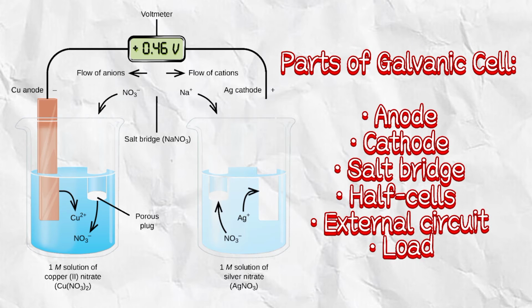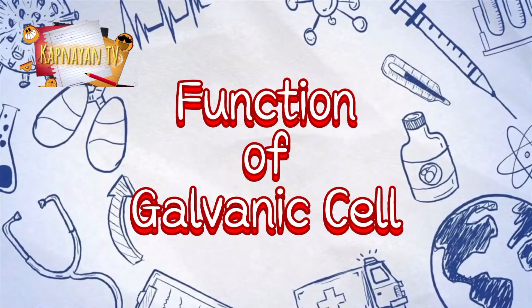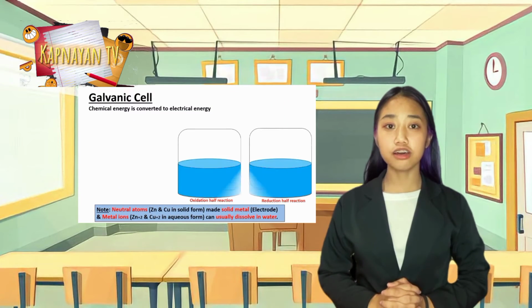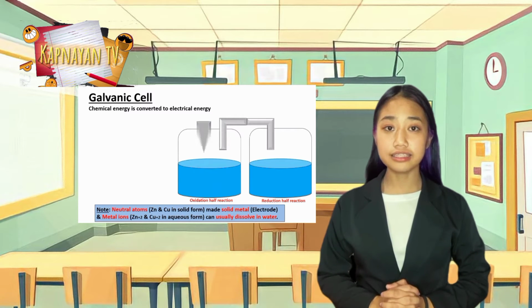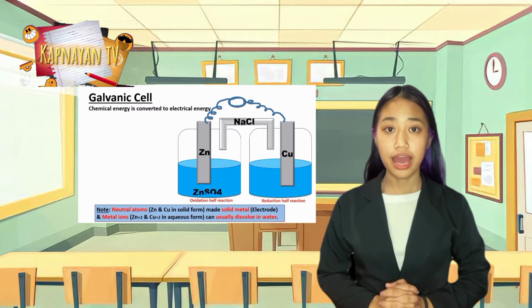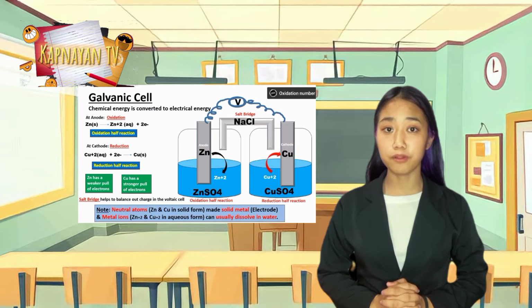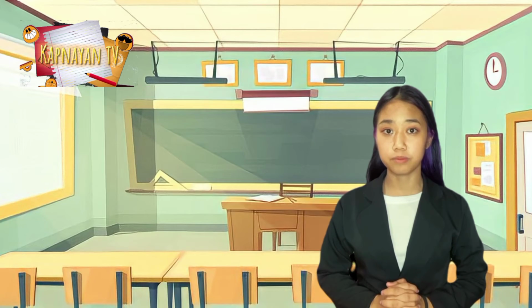Parts of galvanic cell: the anode, the cathode, the salt bridge, the half cells, the external circuit, and the load. Function of galvanic cell. A galvanic cell is a type of electrochemical cell. It is used to provide electrical current by transferring electrons via a redox process. A galvanic cell is an example of how to collect energy by using simple reactions between a few elements.